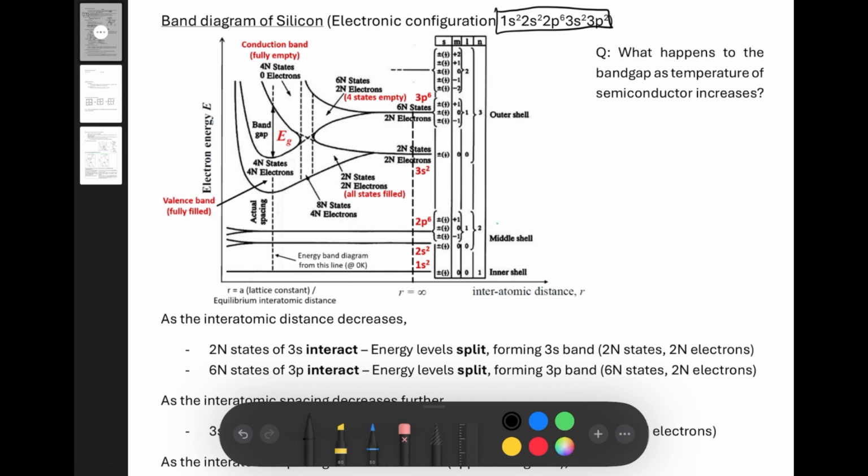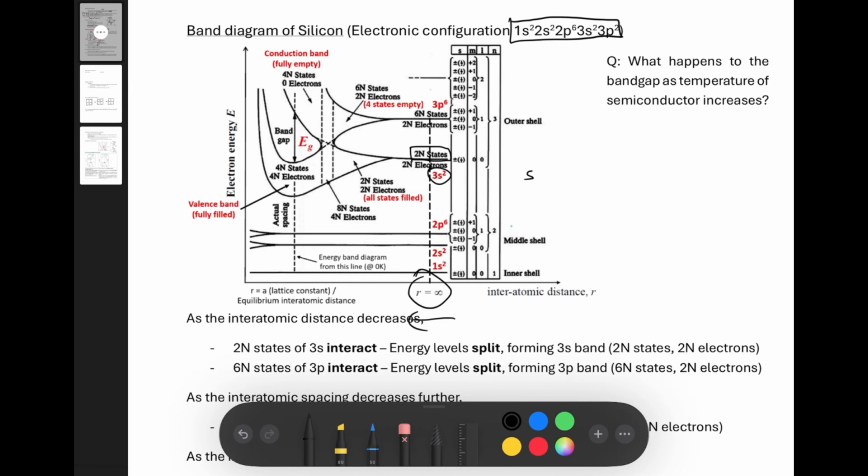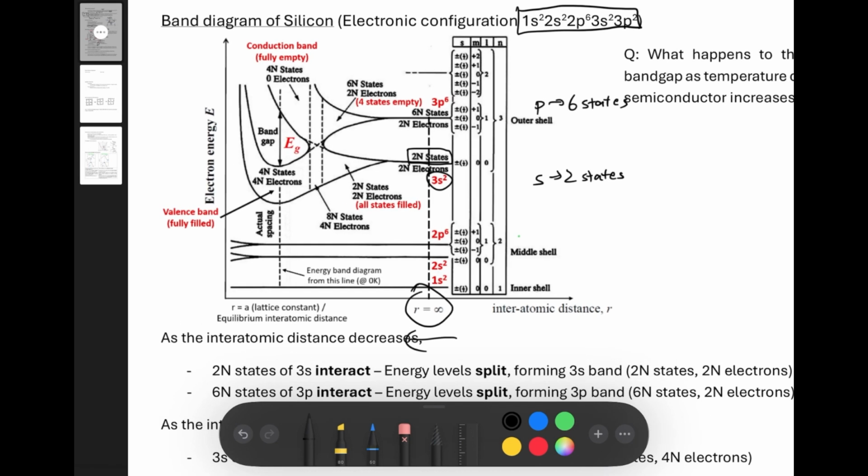As the interatomic distance decreases from infinity, so we are looking from right to left, we'll first take a look at the 3s2 band. As you know, the s orbital can contain two states, so if we have N atoms, there are 2N states in this s band. And then the p band has 6 states, which you should have also learned in chemistry. So S has 2 states and p has 6 states, so there are obviously 6N states in the p band.